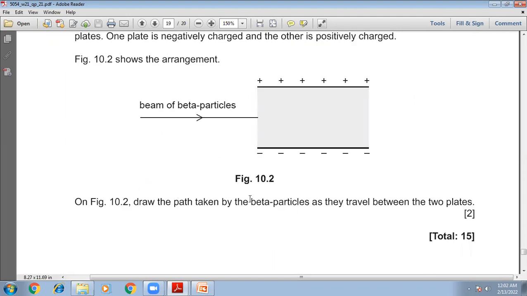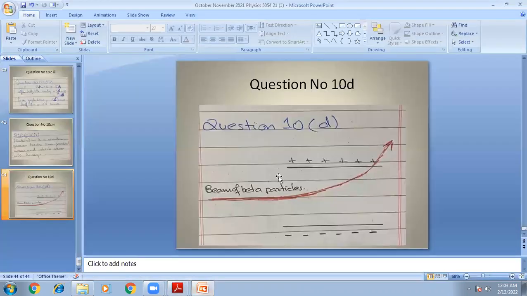Figure 10.2 shows the path taken by the beta particles as they travel between the two plates. So they enter here, remain a little bit straight, and then start moving in the upward direction. So hopefully you understand. You can see I have shown this red color line shows the beta particles. The beta particles are negatively charged. So obviously they will be attracted towards the top, towards this upper plate, which is positively charged.